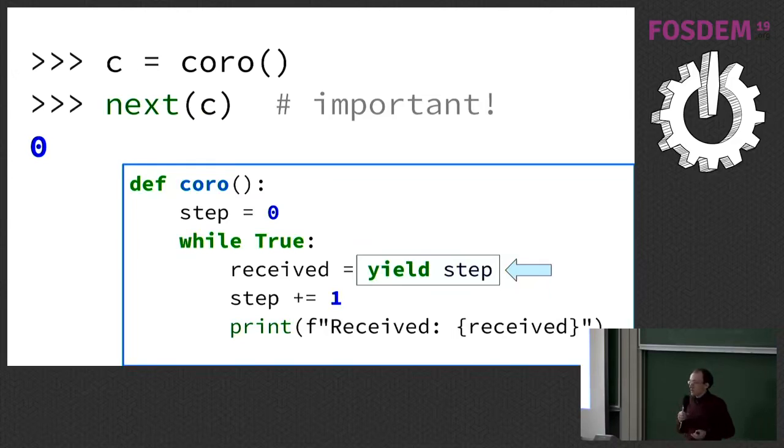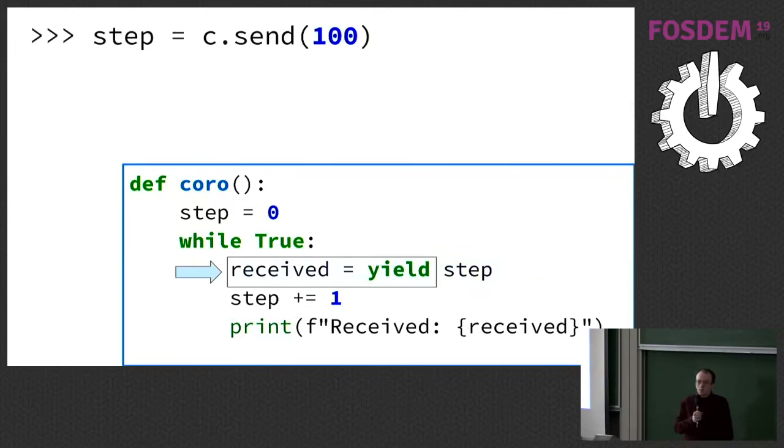Okay, so now the program advanced up to the point where it's waiting for something, and look at that line. You can think of that line as split in two, and only half of that statement ran, the part that gave me the value 0, because it yielded the first step, which started at 0. So now I can start interacting with the generator, and let's say I send 100. And the second part of that statement, the one that works inwards, from the outside to the generator, is going to run.